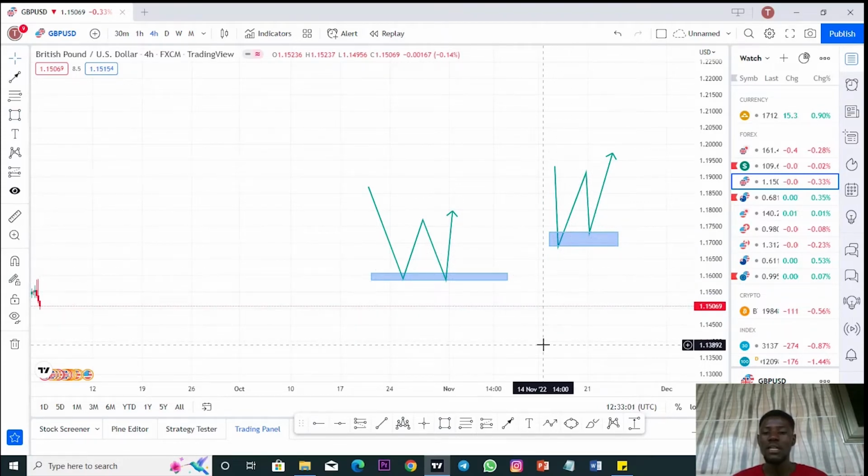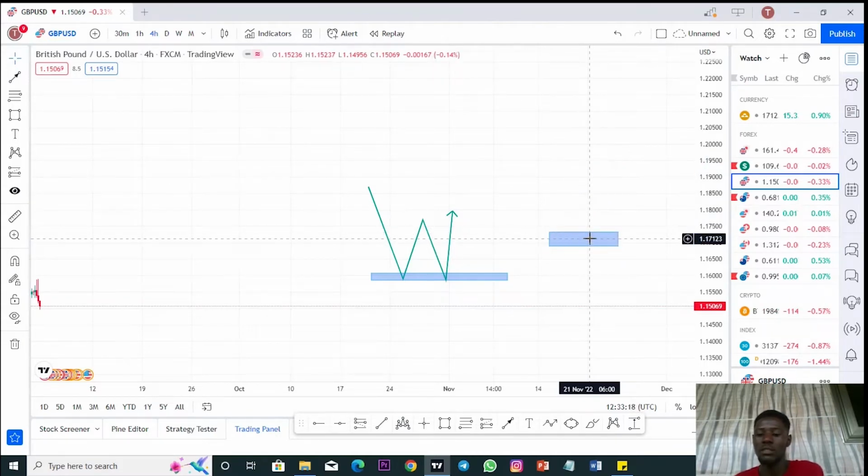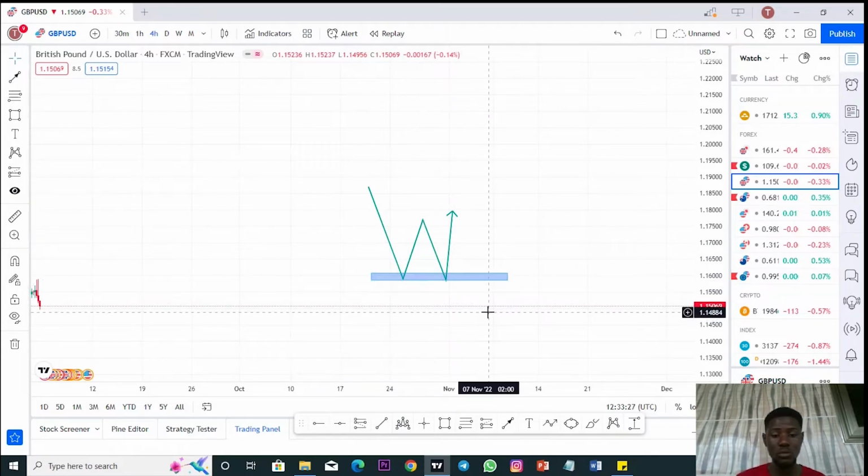That's the same as the M pattern. Sometimes the M pattern will also be created, but one of the legs will be shorter than the other. We still consider it as an M pattern. So this is how I trade my M pattern, my W pattern, or my double bottom pattern when created.